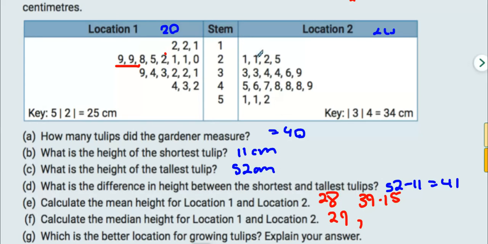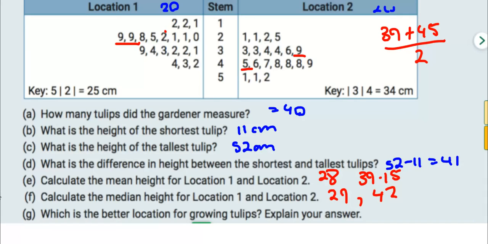Lads, location 2. 1, 2, 3, 4, 5, 6, 7, 8, 9, 10. It's 39 and 45 for this one. And what do you have to do with the 39 and the 45? Add them together and divide by 2. And your answer is 42. We good? Okay. Which location is better for growing tulips? Well, the answer is obviously location 2, which has a higher mean and a higher median.